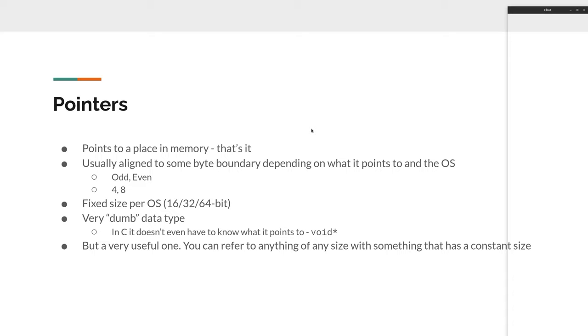In Rust, you don't really touch pointers directly. They're more called references, and everything is strongly typed. So pointing to nothing or to things you don't know what they are is generally, at least in my experience, not something you do very often.